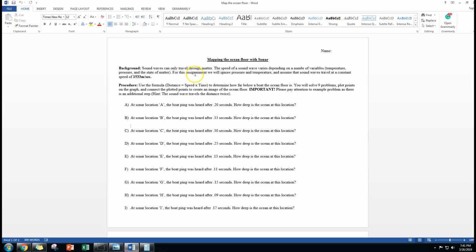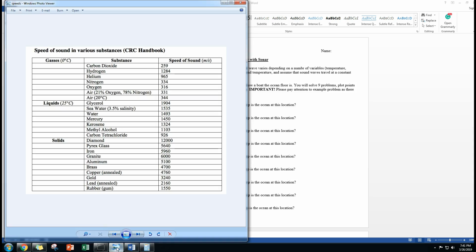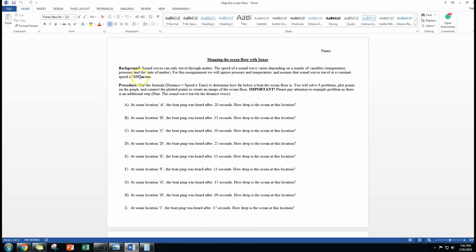So this assignment, what we're going to do is we're going to ignore pressure and temperature, pretend like they don't exist, and we are just going to use the speed of sound traveling at 1,533 meters per second, which happens to be the number from the ocean, roughly. Okay, 1,535 on this chart. We're going to go with 1,533. Okay, so for all of your calculations, you are using this number right here as your speed.